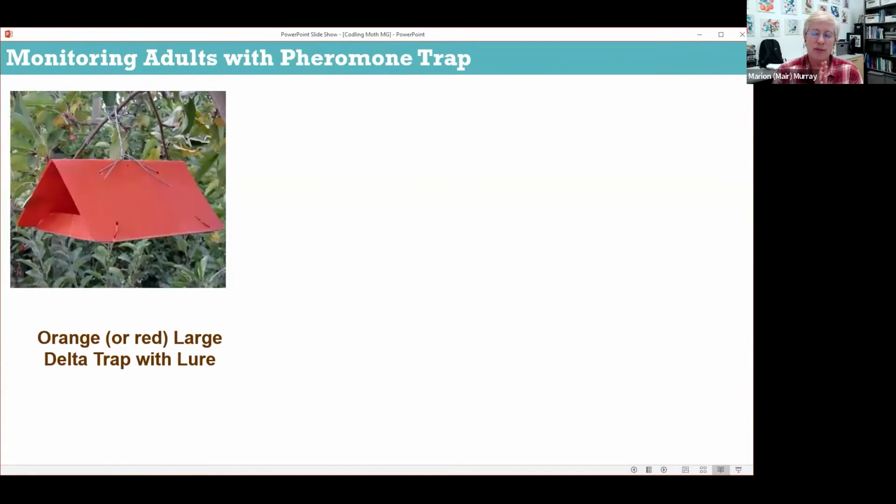So I want to talk a little bit about monitoring with the pheromone trap. And the reason is because University of Idaho Extension provides updates for you guys on when to spray. They're actually dates based on a location. And the only way they can provide that information is by putting up these pheromone traps. So I wanted to explain how they can get that information to you so nicely. And we do that in Utah as well. So we use what's called an orange plastic delta trap.